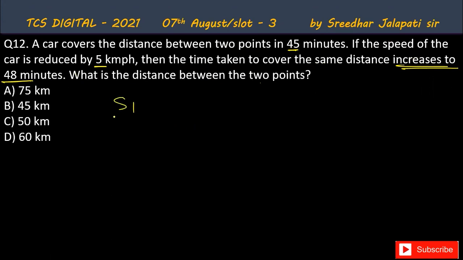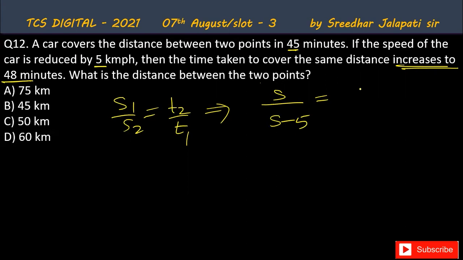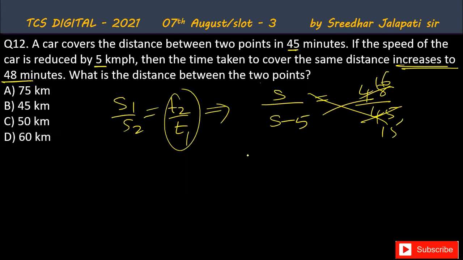One of the ways is you can use S1 by S2 is equal to T2 by T1. That is speed in first case we do not know. Yes, now speed is reduced by 5. Time in first case, T2 by T1. So time in second case 48 minutes, by time in first case 45 minutes. So if I simplify, this is 3 by 15, so 16 by 15. On further simplification, you will get 15s is equal to 16s minus 80.